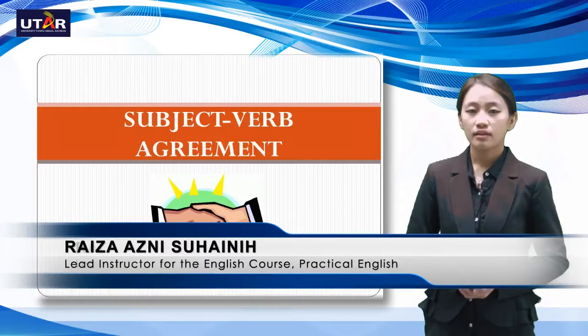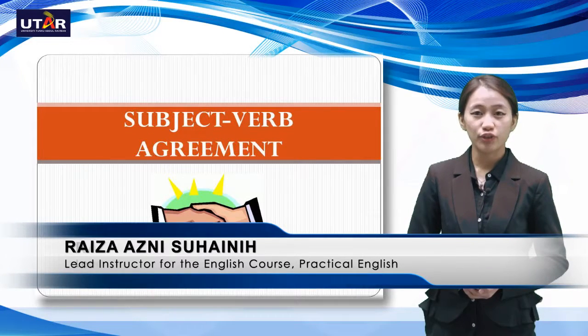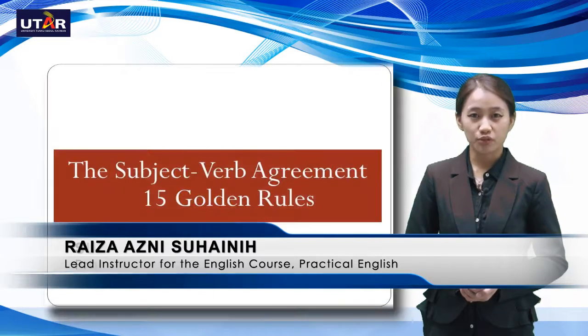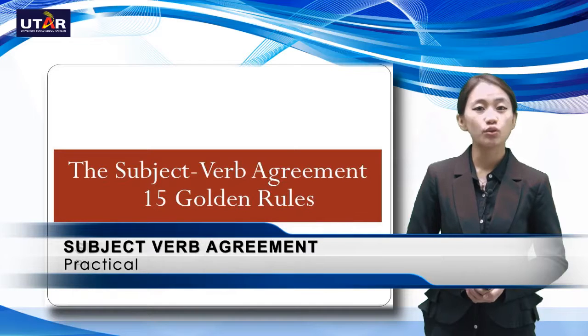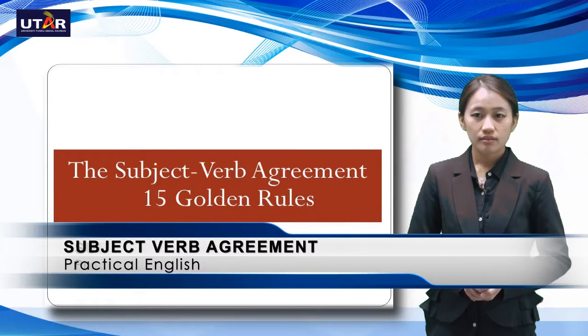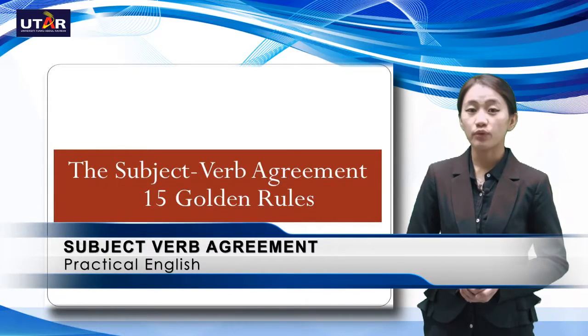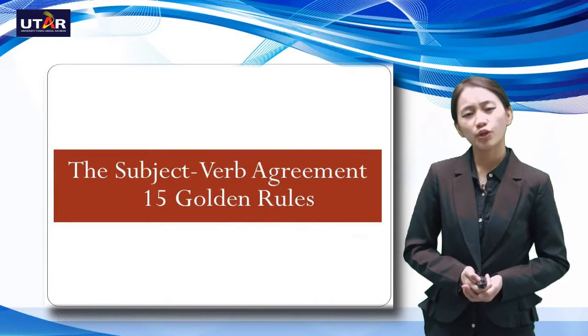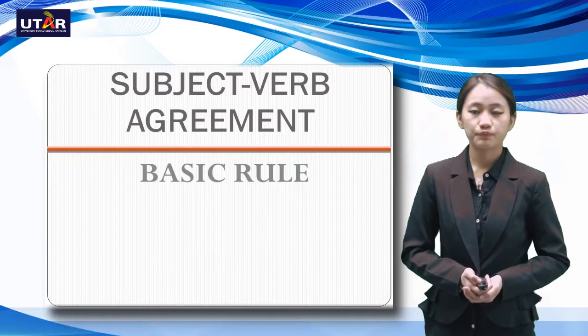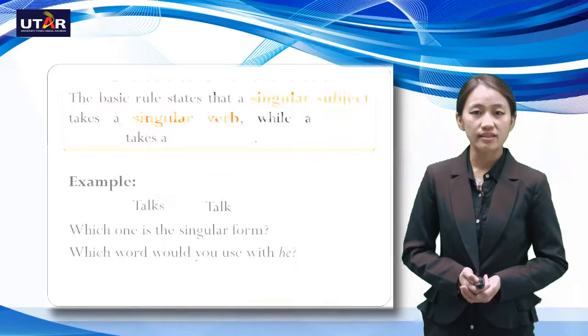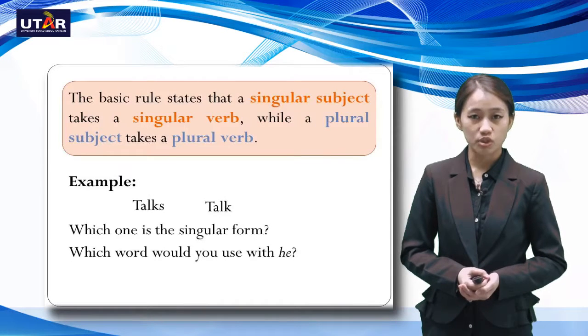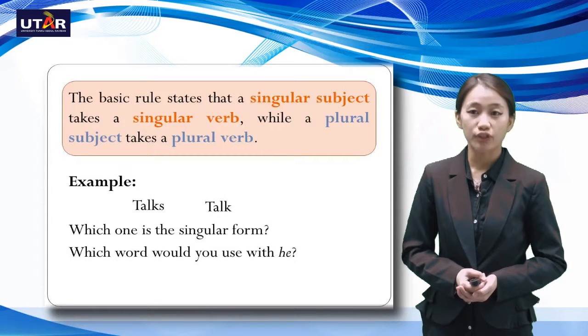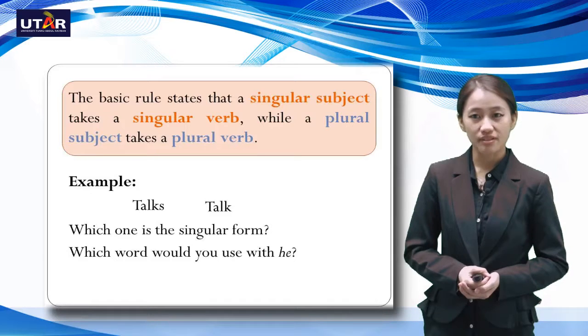This week's topic is subject-verb agreement. For the subject-verb agreement, I will cover 15 golden rules. Before I proceed with the golden rules, let's look at the basic rule. The basic rule states that a singular subject takes a singular verb, while plural subject takes plural verb.